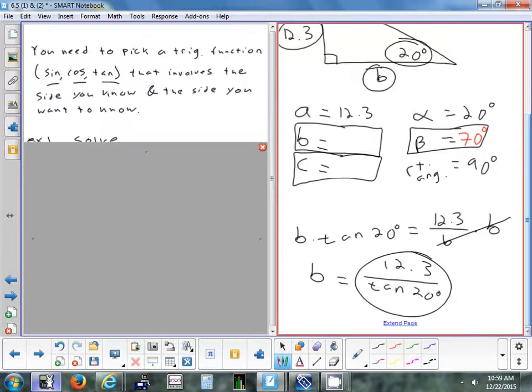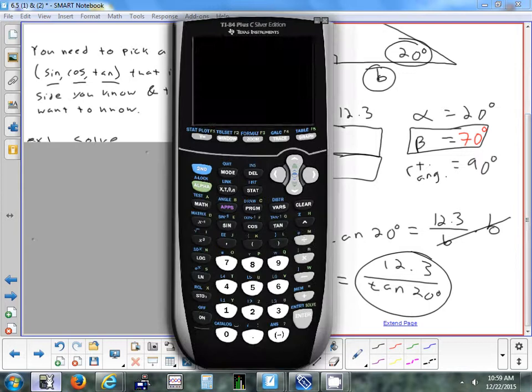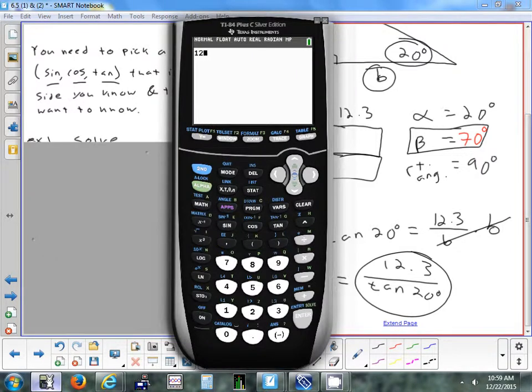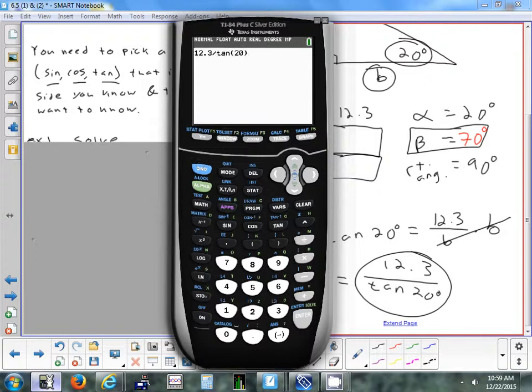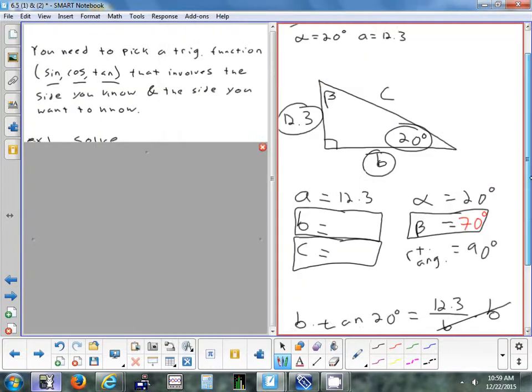Questions on that? Do you want us to simplify it or leave it exact? Yeah. So now we'll just simplify. Okay, 12.3 divided by tangent 20, we're going to make sure we're in degrees. I'll fix that. So go to degrees. And we get 33 point, let's just say 794. 33.794.